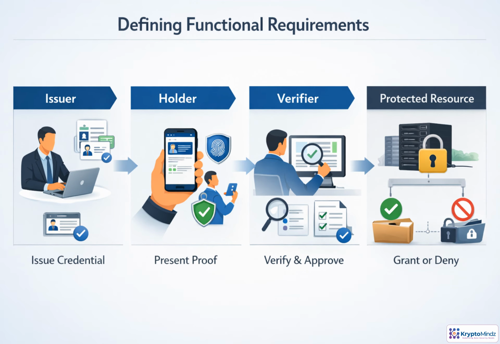Functional requirements turn the capstone into testable behavior. The issuer creates credentials with the claims the use case needs. The holder receives them, stores them safely, and generates a proof when asked. The verifier requests the proof, validates it cryptographically, and interprets the result. Finally, the protected resource uses that decision to grant, deny, or limit access. Together, these become your acceptance criteria for implementation and testing.